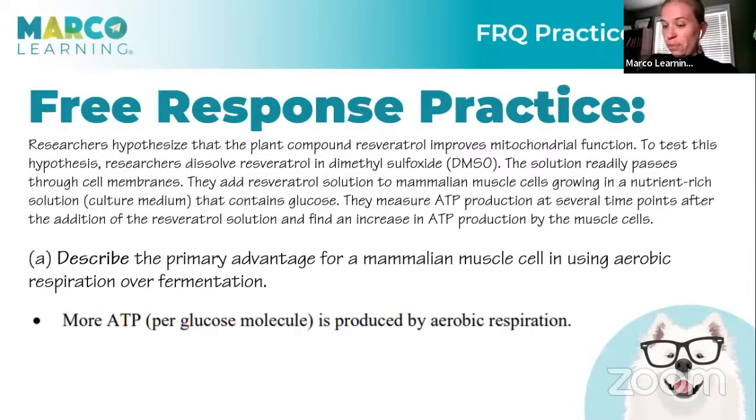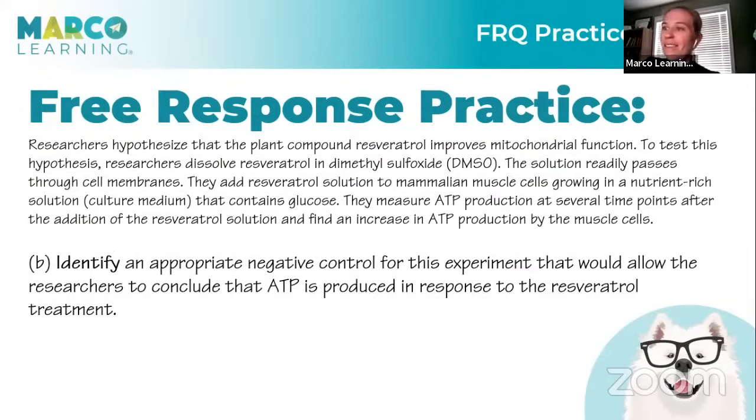That is the advantage. The second question, identify negative control. Wait a minute, that just has to do with the experiment. Exactly. So some of these questions on the exam aren't based on your biology knowledge. It's based on also science practices and whether you can apply those science practices. So coming up with a control, coming up with a hypothesis, coming up with a null hypothesis, those are all parts of your scientific processes.